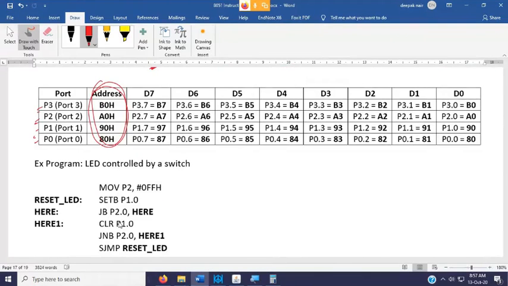Now, B0 is the address of port 3, so B0 is port 3.0. B1 is port 3.1. B2 is port 3.2. Similarly, B7 is port 3.7. Similarly, port 0 is 80. So that means 80 represents this particular bit, port 0.0. Similarly, port 0.7 is 87.